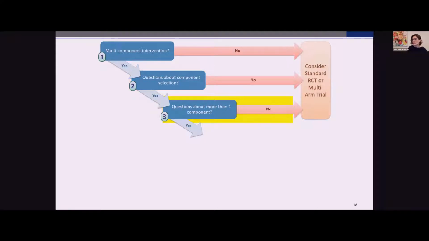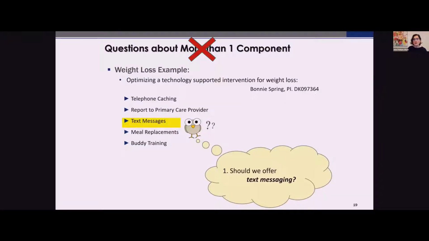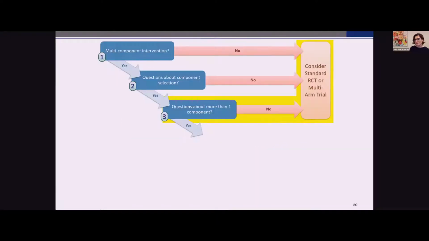Sometimes I don't. Sometimes I have questions about a single component. Let's say that all I want to know is whether text messages should be included in my intervention or not. So in this case, what I would do is take the intervention with text messages and compare it to an intervention without text messages, because I want to know if it's worthwhile to add text messages to the package. Notice that again, I will consider a 2-arm trial. That's it. So answering no would lead us to choose standard randomized trials.